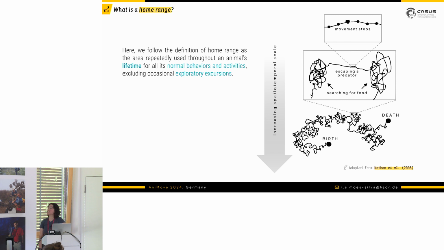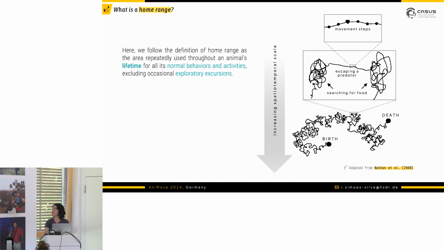So here, and essentially from now on, I'm focusing on this definition here, right? Which is a little bit more detailed. It's the home range as the area repeatedly used throughout an animal's lifetime for its normal behaviors and activities, excluding occasional exploratory excursions. And this idea of lifetime space use is what's important here, right? The spatial temporal scale that we are considering here and want to focus on is this. We want to be able to capture as much as possible this birth to death space use.